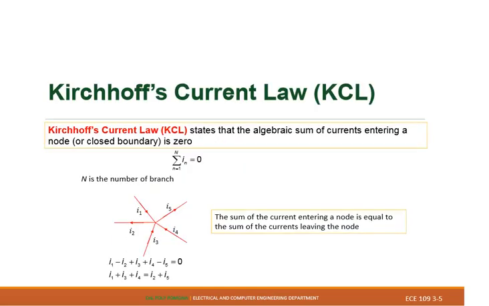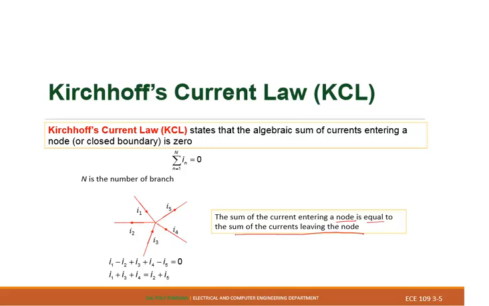First, let's focus on Kirchhoff's Current Law. We call it KCL. Kirchhoff's Current Law states that the algebraic sum of the currents entering any node will be equal to 0. That means the sum of the currents entering the node equals the sum of the currents leaving the node.